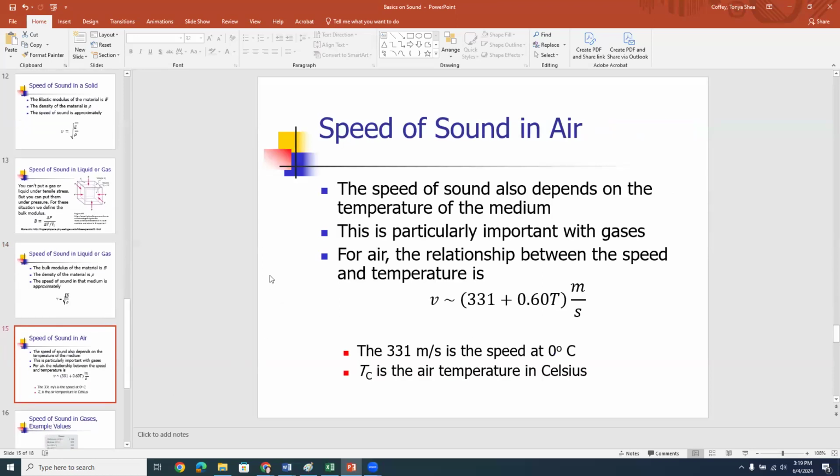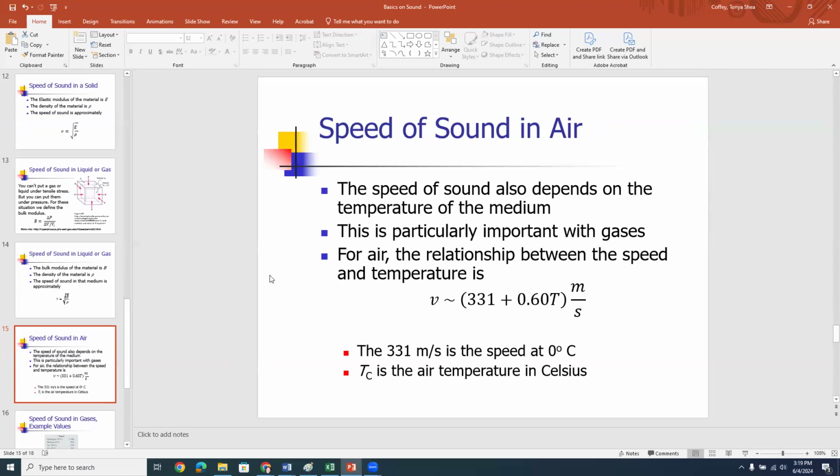Now, as we discussed, the speed of sound also depends some on the temperature of the medium. And this is particularly important with gases. We're not going to cover all of the ins and outs of that here, but it has to do with the fact that the density of the gas actually changes as the temperature changes because of the ideal gas law.